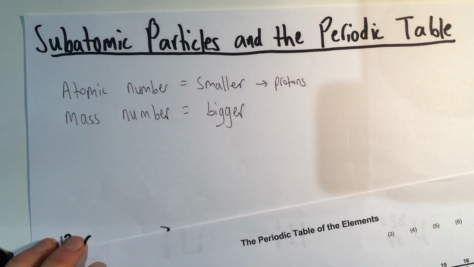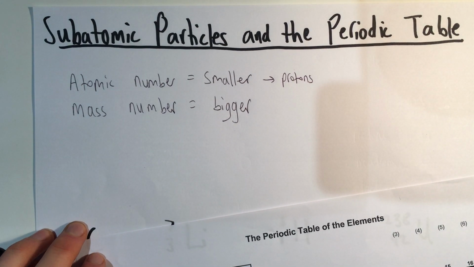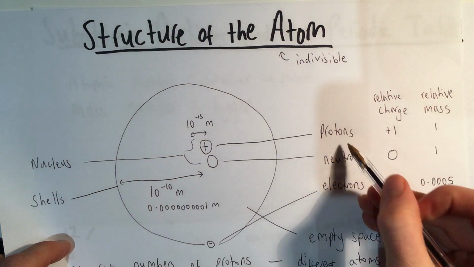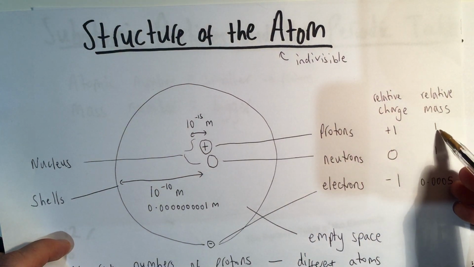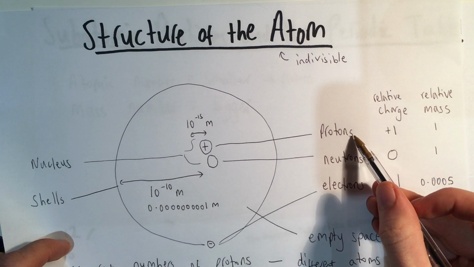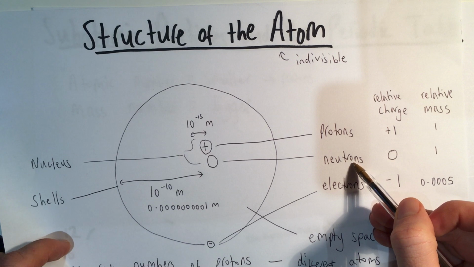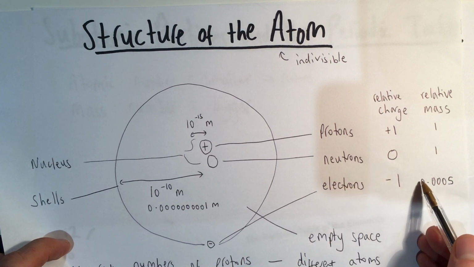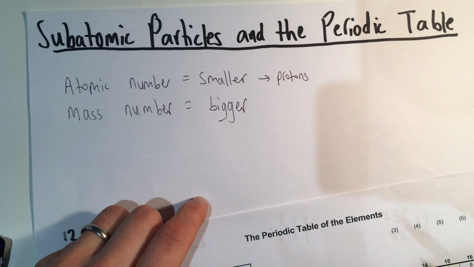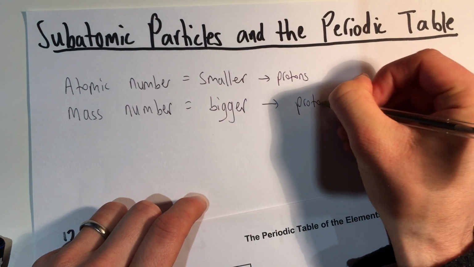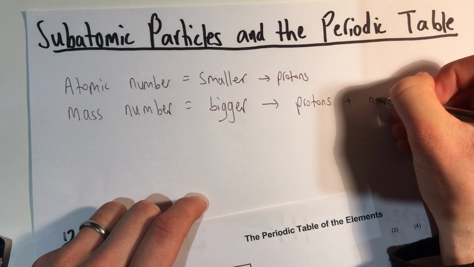If we're considering the mass number, if this is about the mass, we remember that it is the protons and neutrons that have a mass. So the mass number tells us the number of protons plus the number of neutrons. Electrons we ignore because they're so tiny they don't affect the mass. So the mass number is the number of protons plus neutrons.